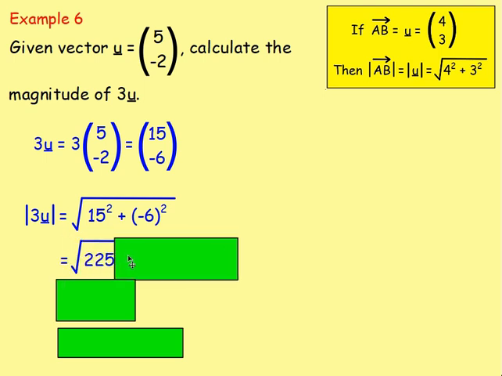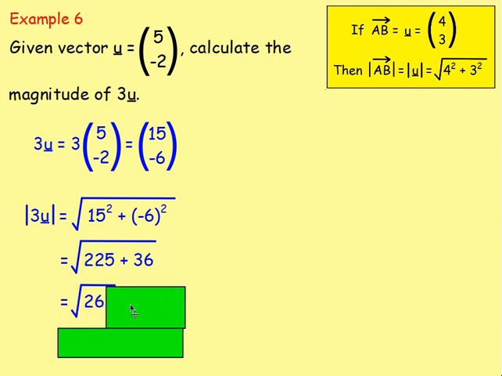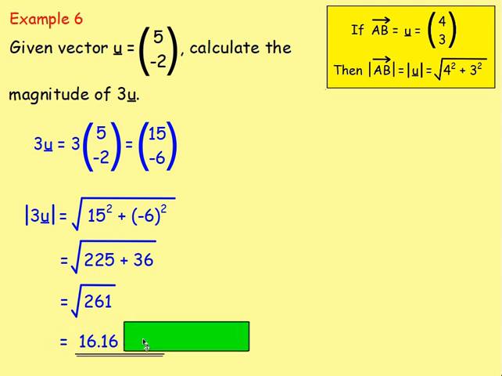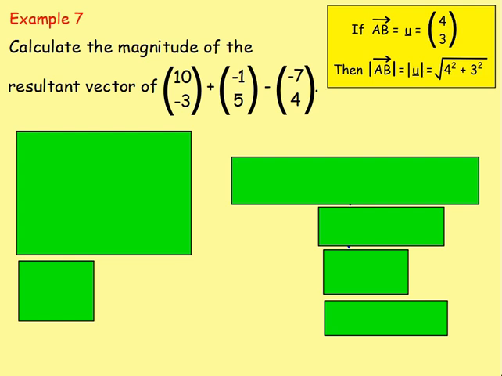15 times 15 is 225. Negative 6 times negative 6 is positive 36. Add them together, and Maria, you get? Good, you get 261. Take the square root of 261 and you end up getting 16.16 units.